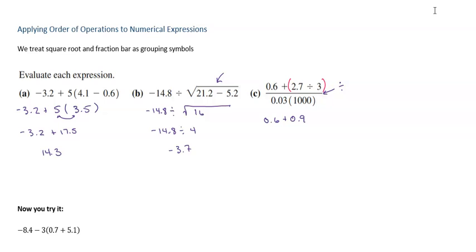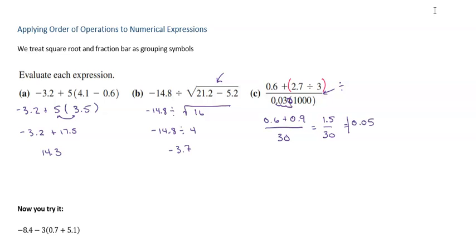0.6 plus 0.9 over 0.03 times 1,000 means we take the 0.03 and move the decimal place over 3 places to the right. So we're going to go 1, 2, 3. We're going to have to add a 0. So this gives us 30. So this becomes 1.5 over 30. So 1.5 over 30 is 0.05.